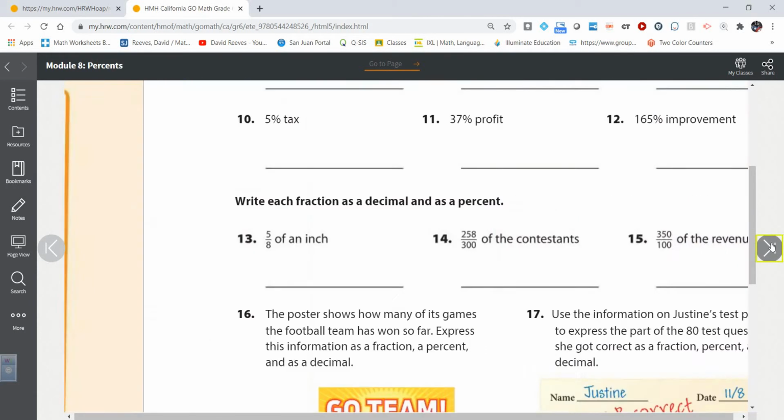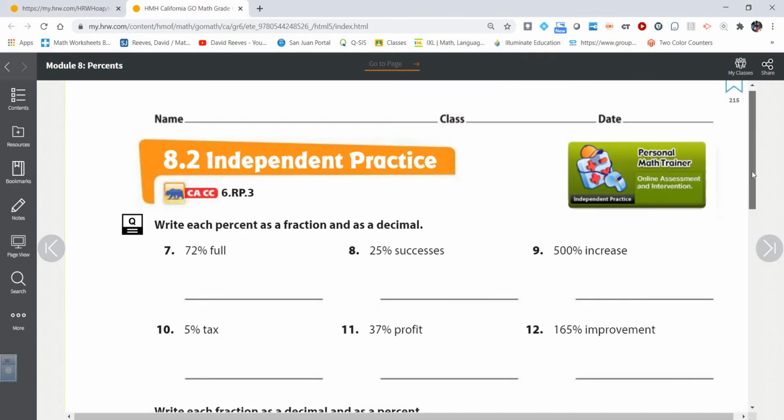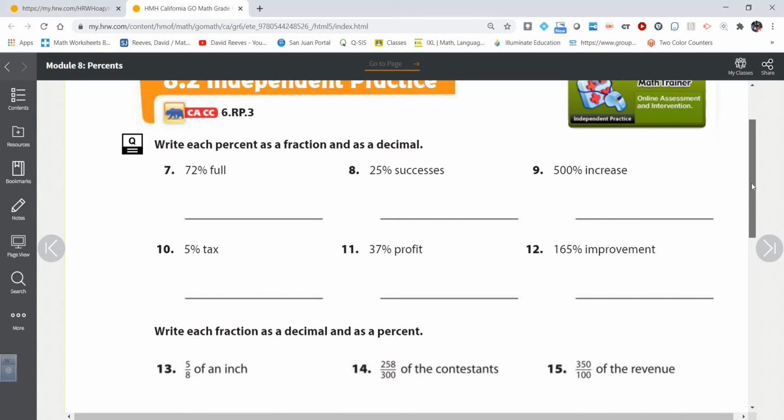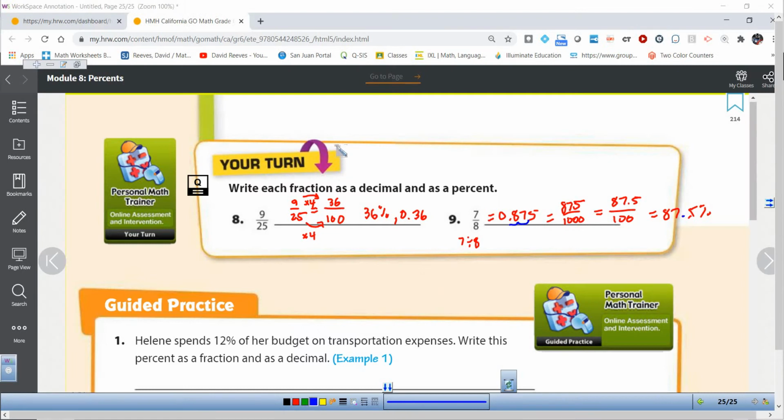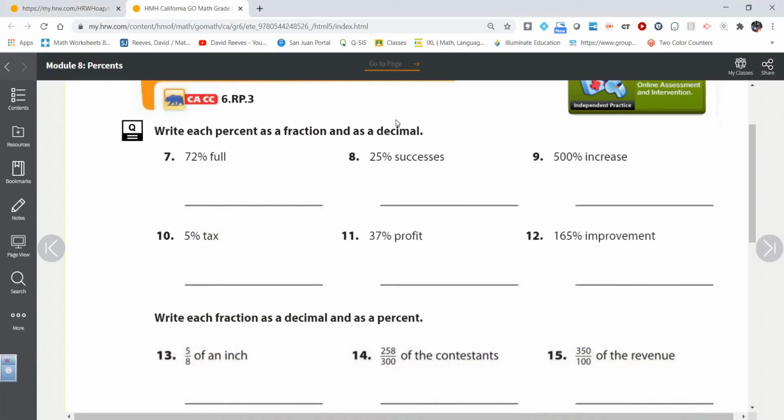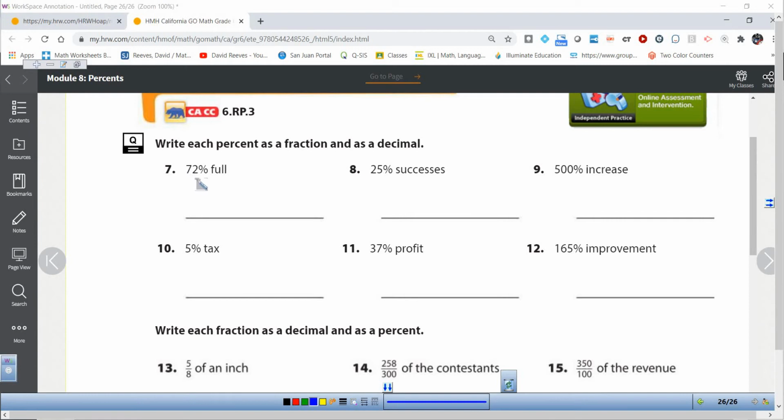Okay, so I'm going to go ahead and skip over to number 7, where it says to write each percent as a fraction and a decimal. All right, just a reminder that a percent is over 100. So something we all know by now, 72% is going to be 72 over 100. Now as a decimal, that is going to go two places. 72 hundredths is written as 0.72. Now it does not say a simplified fraction.